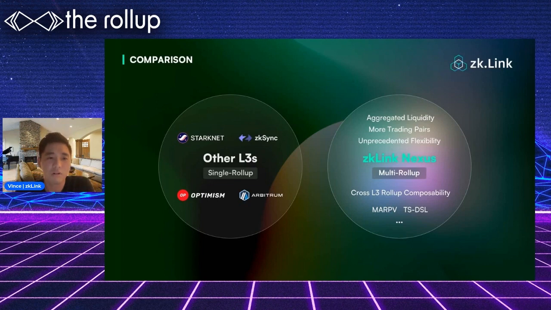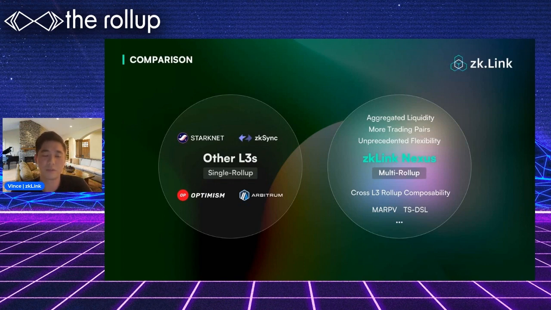There are already some layer 3 solutions that you might have heard of before, such as zkSync Hyperchains, Starknet Madara, or Arbitrum Orbits. These layer 3s are built on top of their own layer 2 rollups, Starknet, zkSync, and Arbitrum, and they use the same tech stack as their layer 2s.